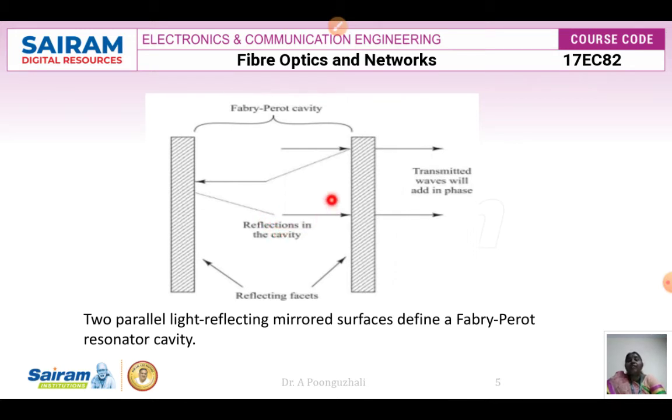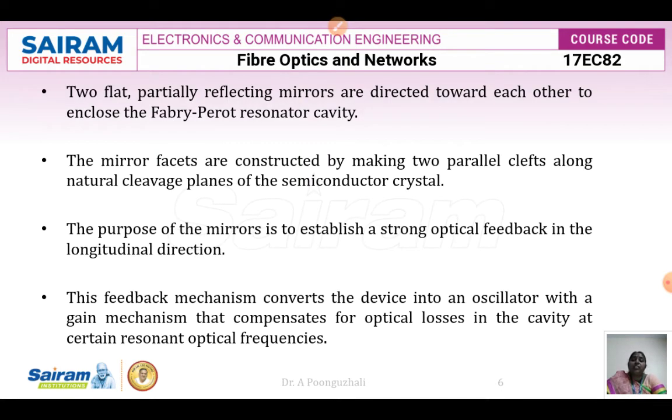Once I have the total output which I am going to get out of this cavity, all the waves will be added up because you are going to have the same phase, and the intensity of the light is going to be amplified. So it will get added up when the wavelength that is reflected back is an integer multiple of the length of the cavity. In that case, those waves will have the same phase and will get added up. So this is the operation of a Fabry-Perot resonator cavity.